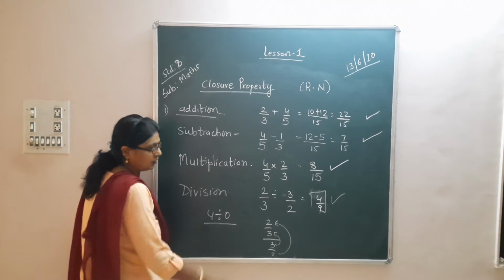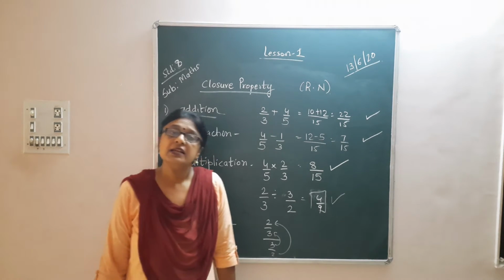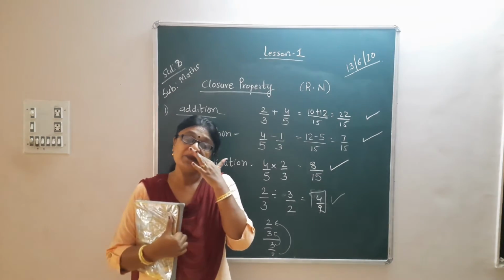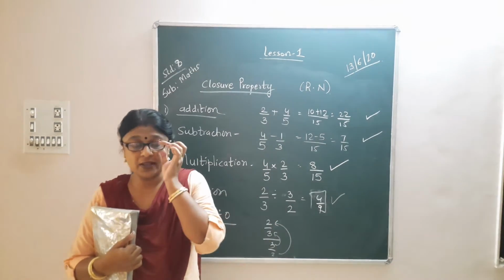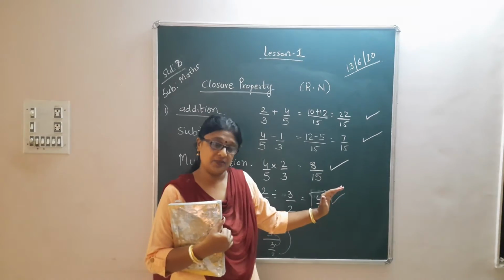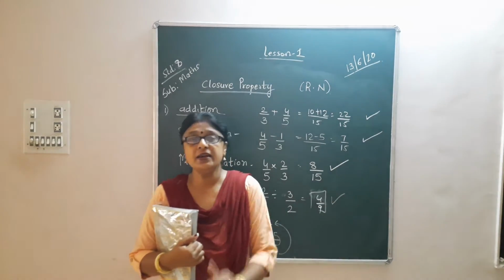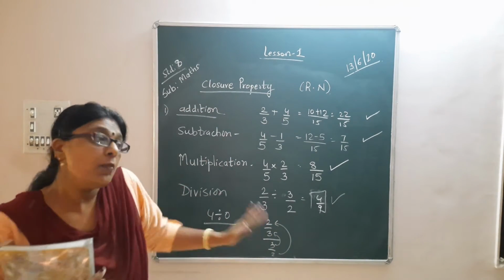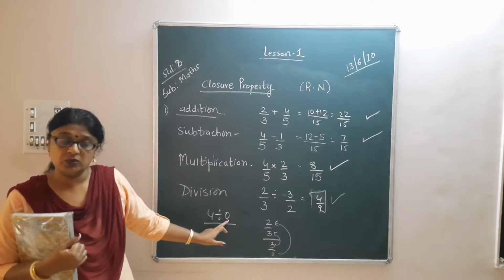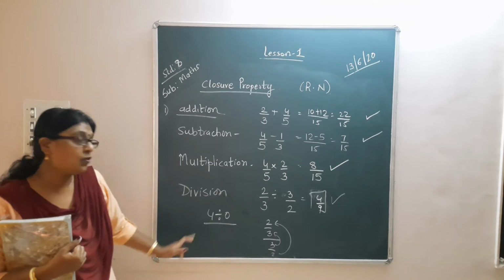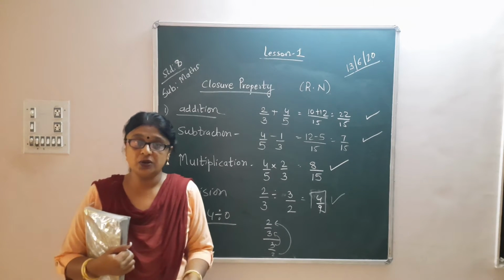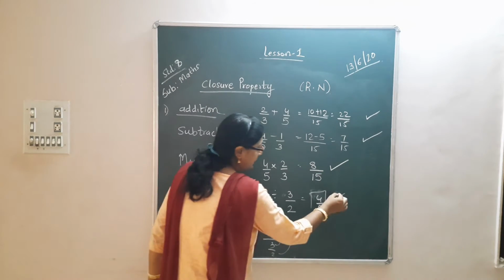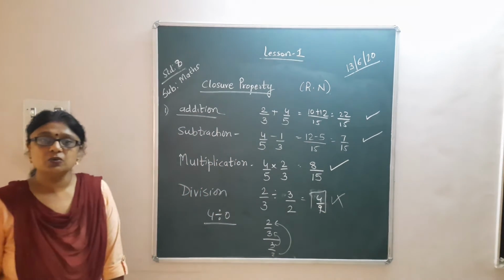by 0. Suppose I say 4 divided by 0. Rational numbers means what? The numbers which you can give the form of P upon Q where Q is not equal to 0. But here if I say 4 divided by 0, Q becomes 0, which is not allowed. Can you do 4 divided by 0? No, you cannot do. Fine. So it is not closed under division.